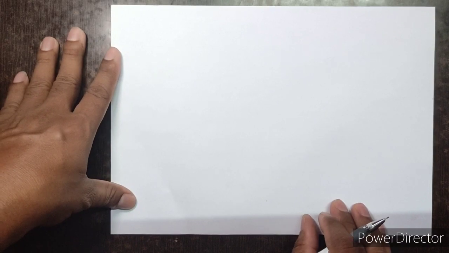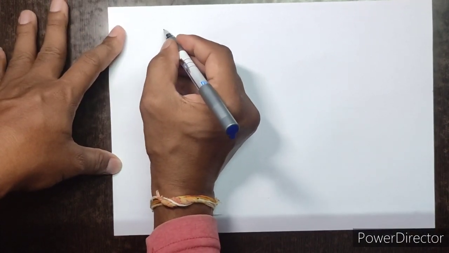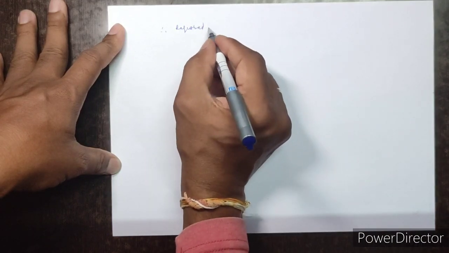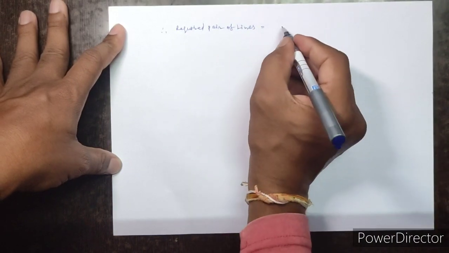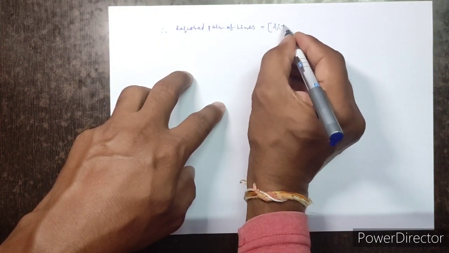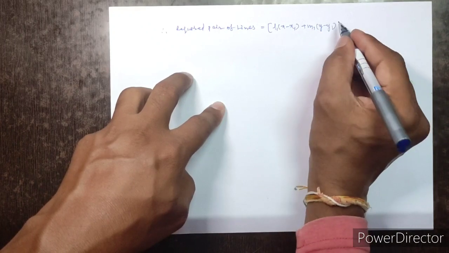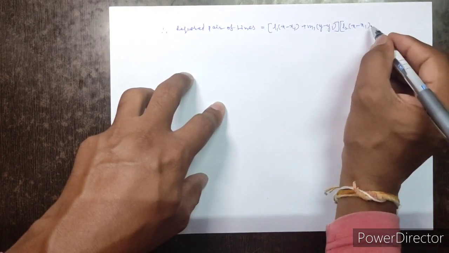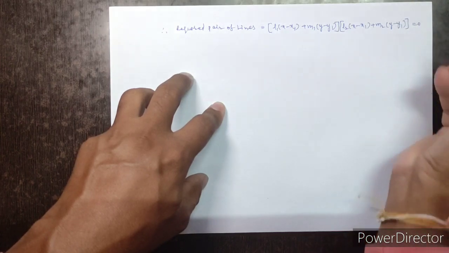Equation number 4. Now the required pair of lines is nothing but the product of equation number 3 and 4, that is (l1 of x minus x1 plus m1 of y minus y1) into (l2 of x minus x1 plus m2 of y minus y1) equal to 0.